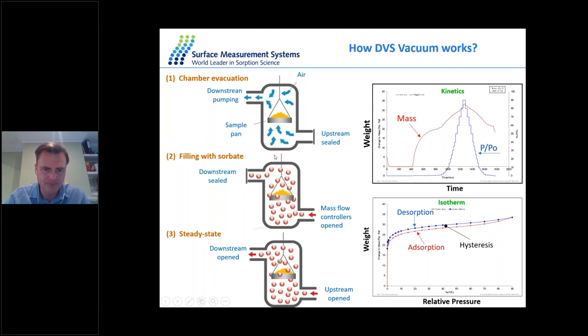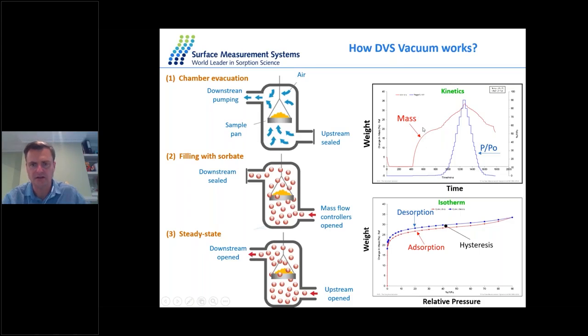Once the material is outgassed, the sample is cooled down to the adsorption temperature, and then we introduce probe molecules using our mass flow controllers. For this, we close the downstream, open the mass flow upstream, and introduce the probe molecule of interest, either water or CO2, and then we wait for the interaction of this probe molecule with the sample. When we reach the steady state, we get a constant flux of water or gases over the sample, in order to reach nice mass equilibriums.